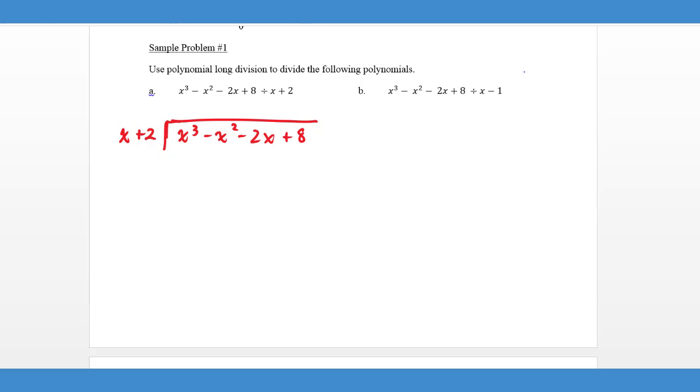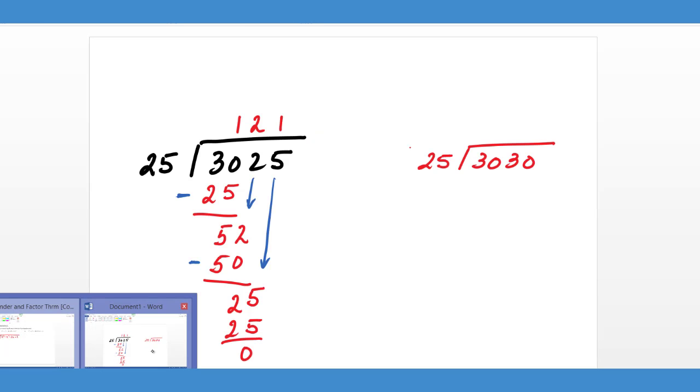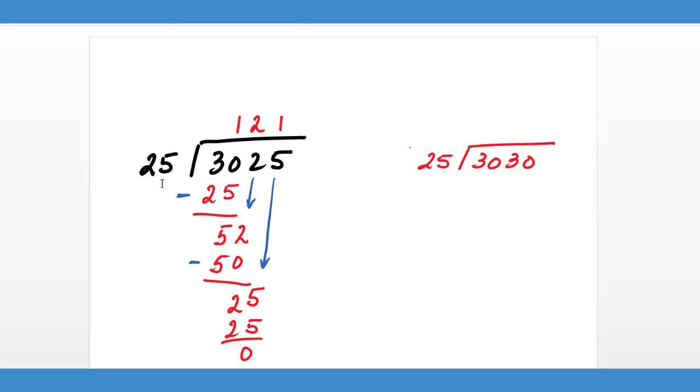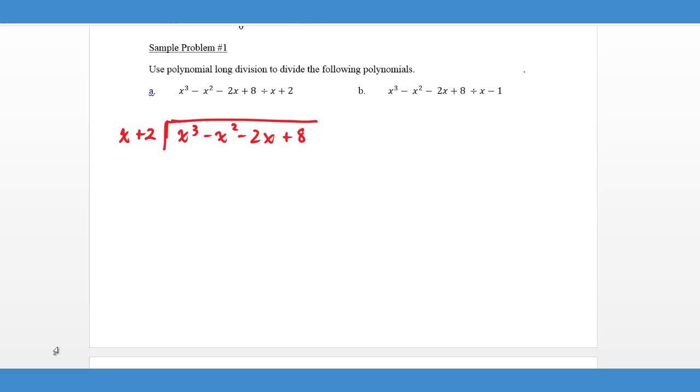Now I'm just going to walk through this process here. I want to know, what do I have to multiply times x to get an x to the third? I know that I'm going to need an x squared. Now here's the thing, if you recall back to our long division, when we wanted to find out how many times 25 would go into 30, we said one time, we put that right over the 0 and the 30 so that the 25 and the 30 would match up. The same thing has to happen in the polynomial long division. If I'm multiplying x times x squared, I need to put that over the x squared term so everything lines up.